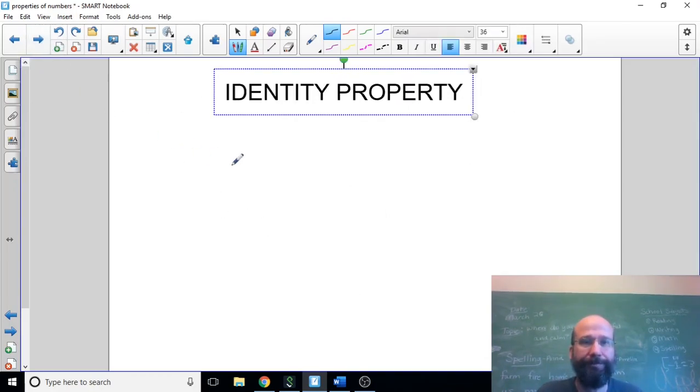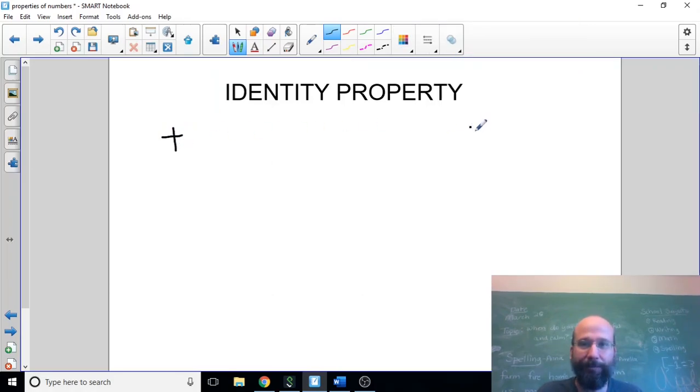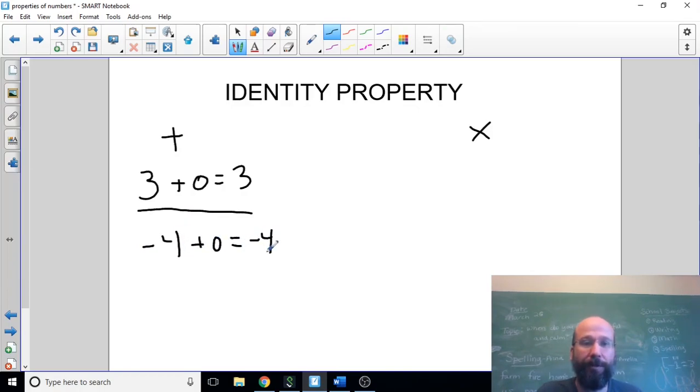The next one we're going to do is the identity property. Now we get a little bit harder. The identity property, there's one for plus and there's one for multiplication. The identity property says that the number doesn't change. So 3 plus 0 equals 3. This is the identity property. When you add 0, the number doesn't change. This is the identity property of addition. Negative 4 plus 0 equals negative 4. x plus 0 equals x. No matter the value of x, if you add 0 to it, the number doesn't change.